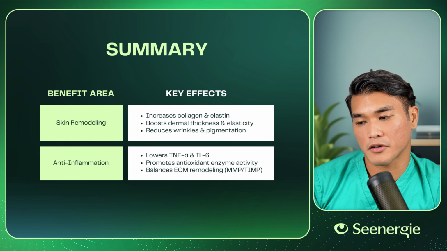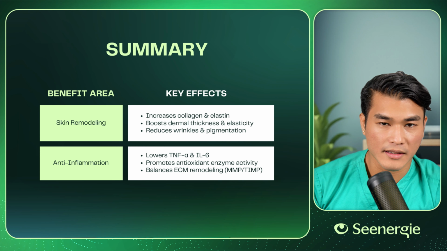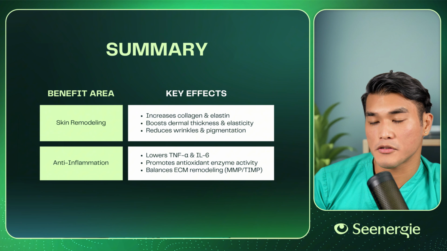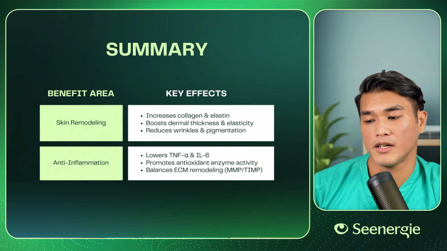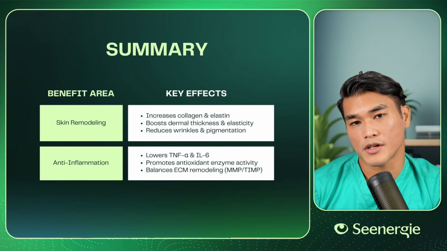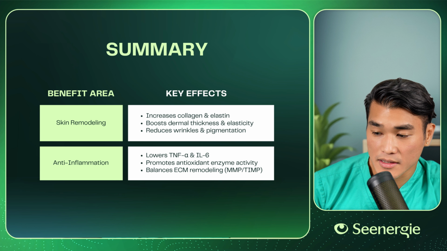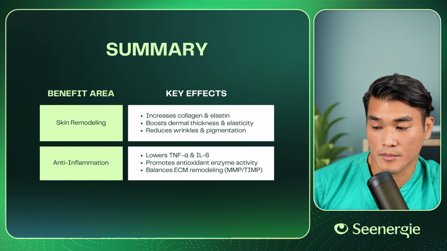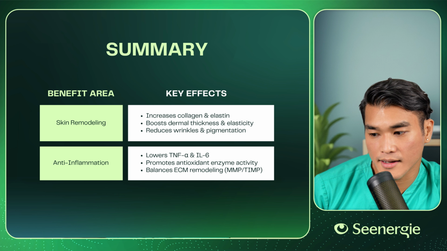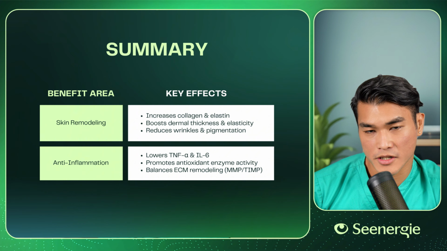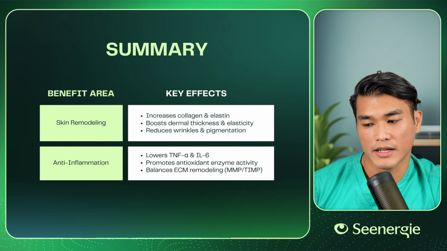Ultimately, when you want to summarize all of those things, what are the benefit areas of GHK-Cu and what are their key effects? For skin remodeling, you increase your collagen, elastin, dermal thickness, and it improves elasticity and reduces wrinkles and hyperpigmentation. As an anti-inflammatory, it lowers your TNF alpha and interleukin 6, promotes antioxidant enzyme activities, and balances your ECM remodeling. For wound healing, it accelerates reepithelialization and granulation tissue formation as well as angiogenesis.